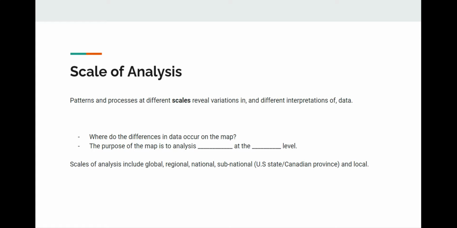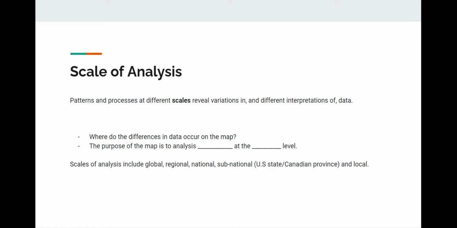So if you're looking at a map of panda bears, and it is showing you the entire region, you could say the purpose of this map is to analyze panda bears at the regional level, right? You got a bunch of countries. You want to see how many pandas are in each. So that is the purpose of that map, right? I don't know if such a map actually exists, but if it does, we'll find it and we'll look at it someday.